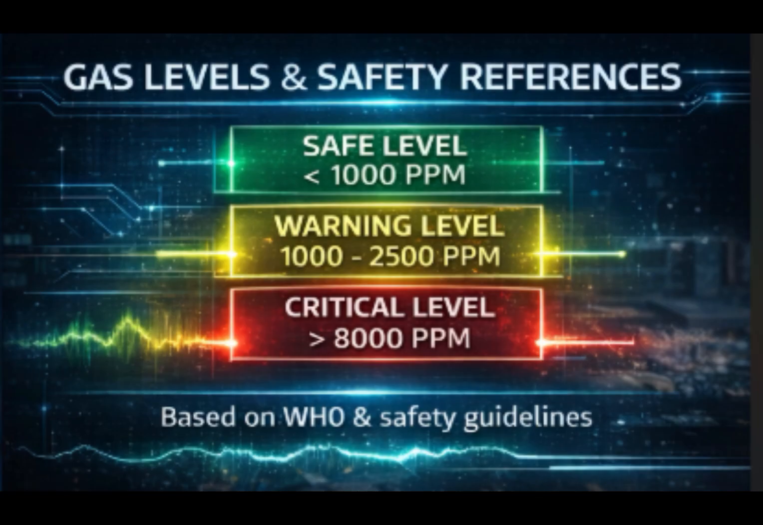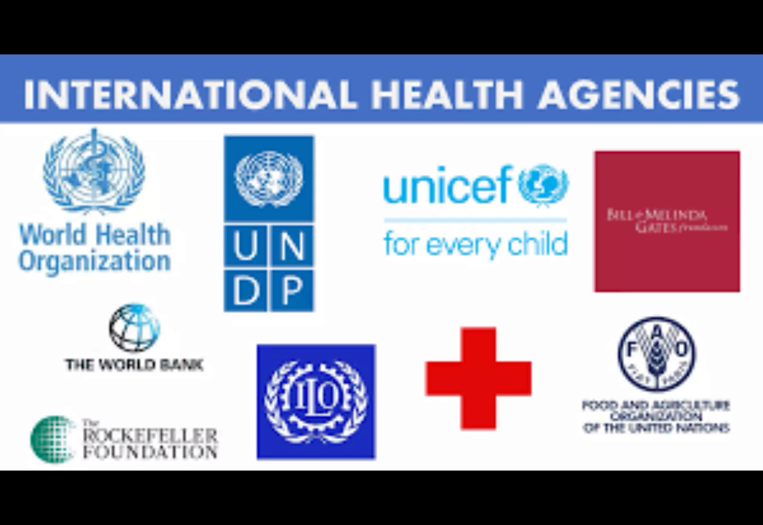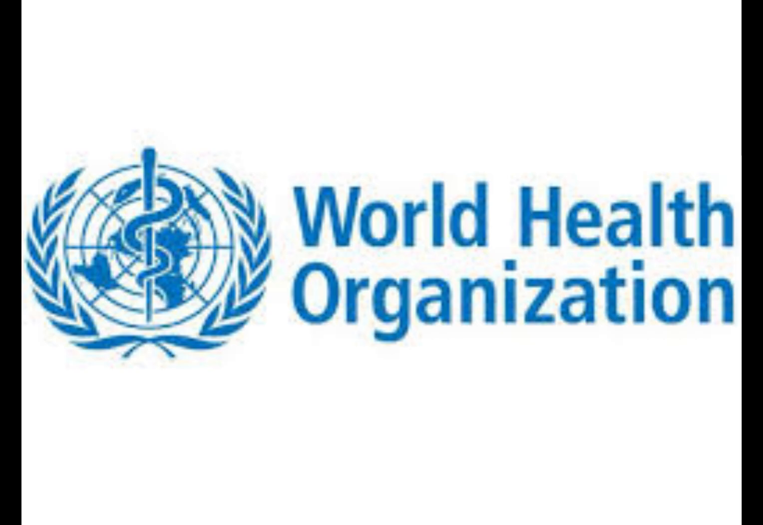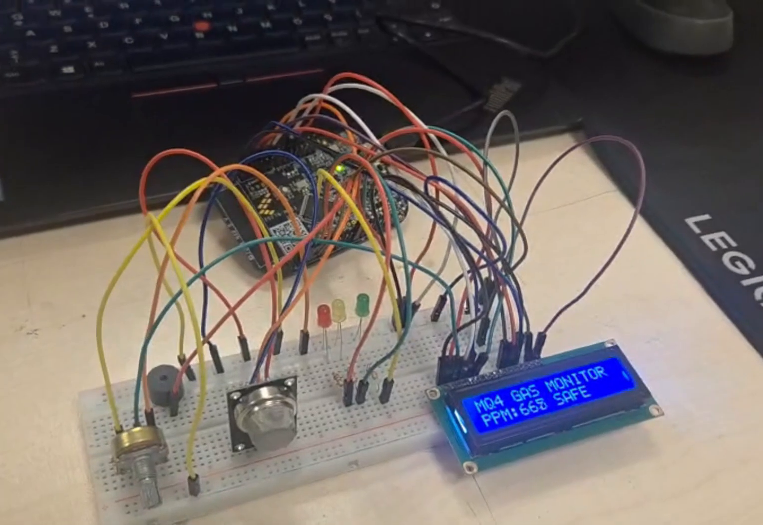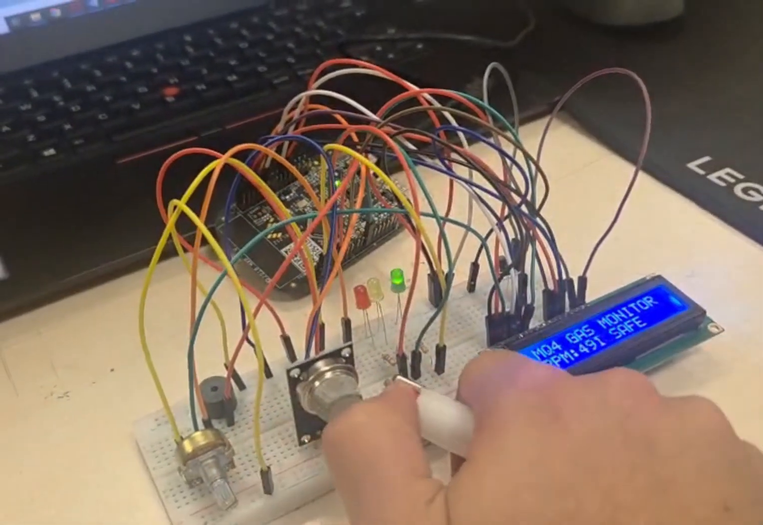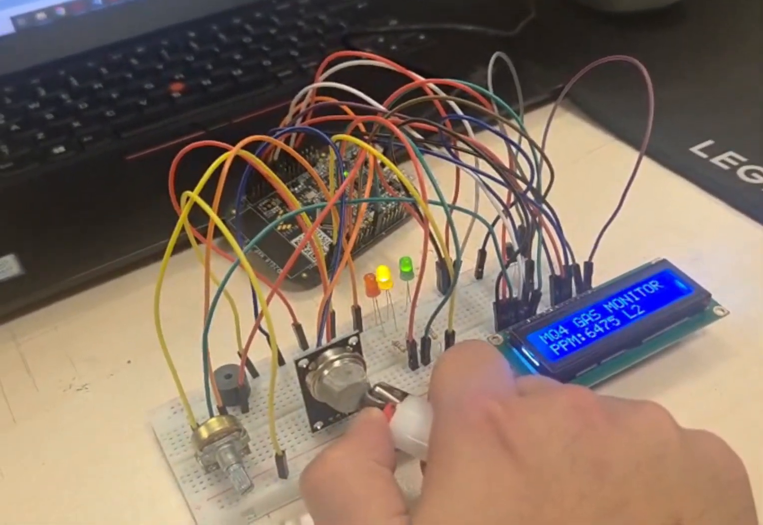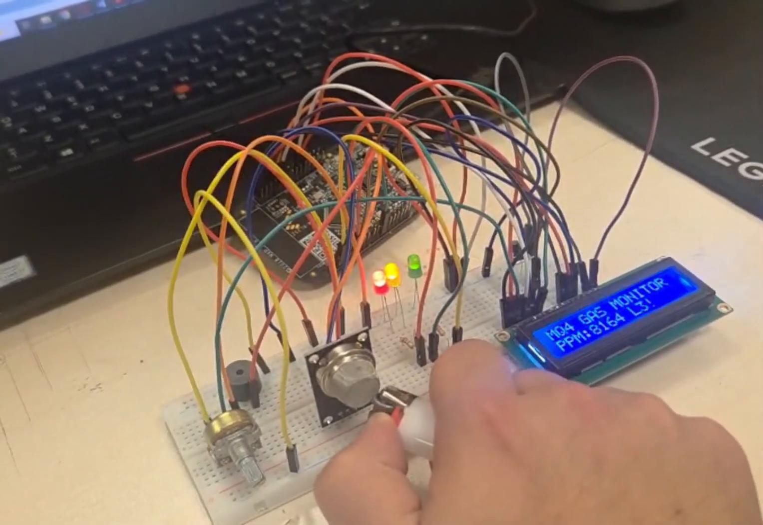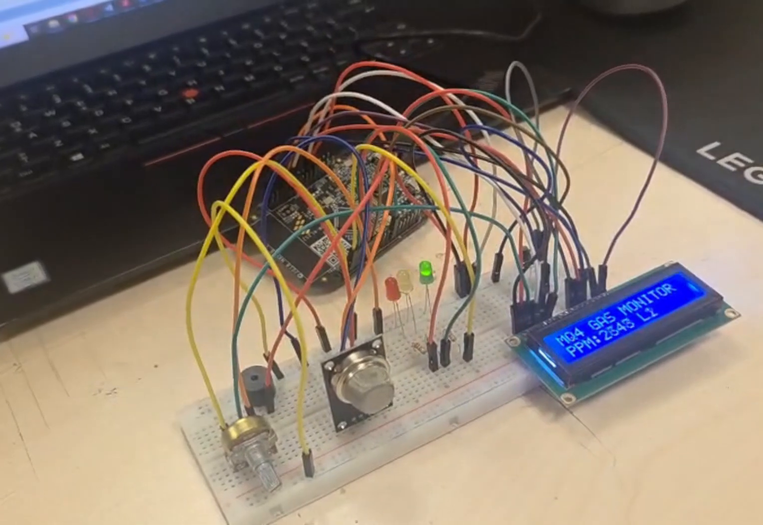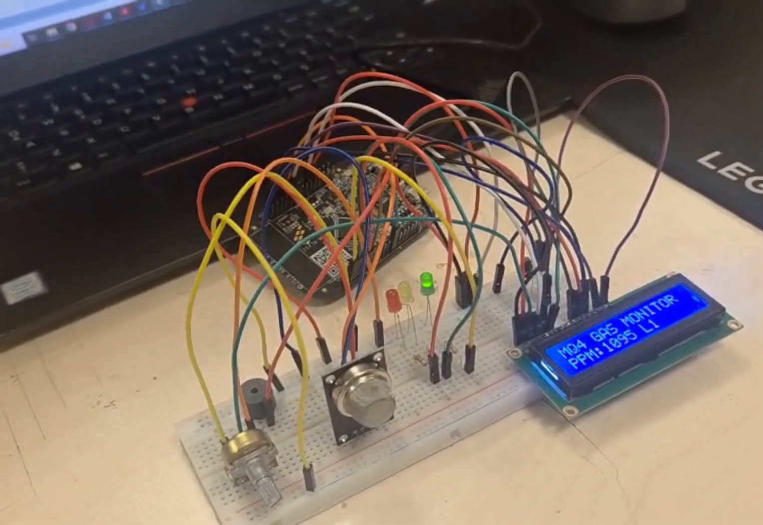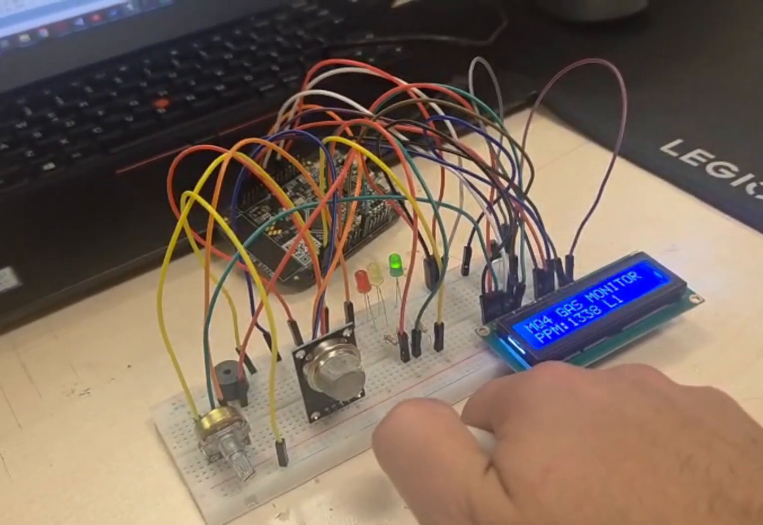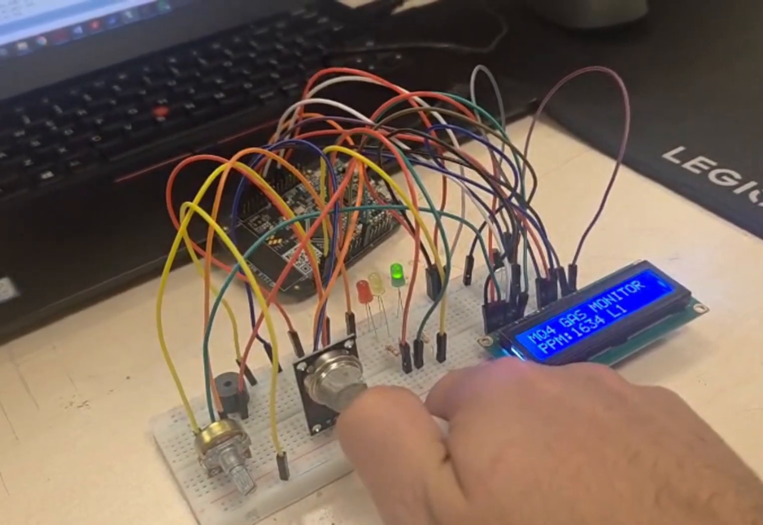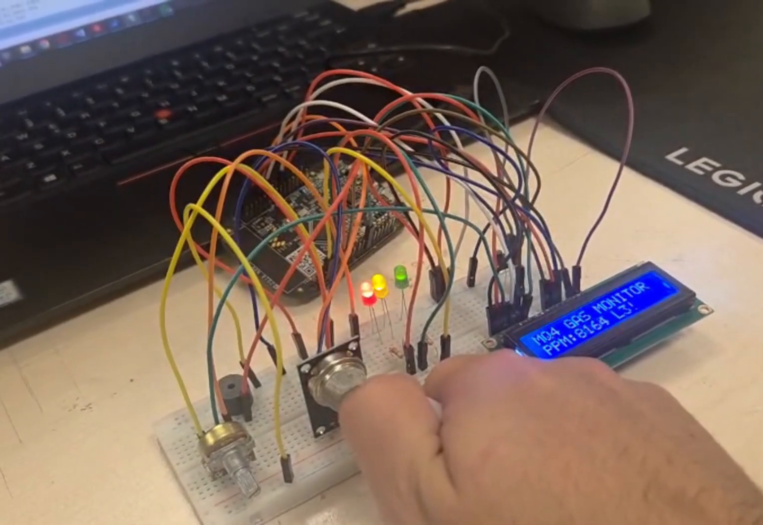The gas concentration thresholds used in this project were not chosen arbitrarily. They are inspired by general safety and exposure guidelines published by international health and environmental organizations, such as the World Health Organization and similar safety authorities. Based on these references, the system defines 3 gas levels: a safe level, where no immediate risk is present; a warning level, indicating elevated gas concentration; a critical level, where immediate alerting is required. By grounding the thresholds in real-world safety guidelines, the system reflects practical gas monitoring behavior rather than purely theoretical values.